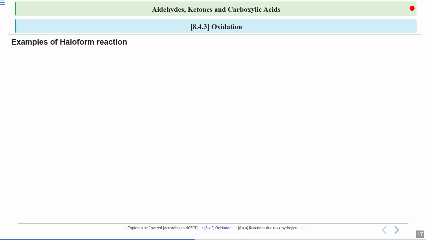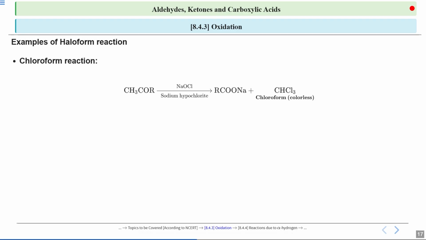Now we will see the examples of the haloform reaction. First, we will see the chloroform reaction. It is a specific type of haloform reaction. In this reaction, a methyl ketone reacts with sodium hypochlorite, which is NaOCl, to produce a carboxylate salt and chloroform, which is a colorless compound. So, look at the reaction. This is a methyl ketone, which is CH3, C double bond O, R. It reacts with sodium hypochlorite, which is NaOCl. It produces a carboxylate salt, which is RCOONa, and chloroform, which is CHCl3. And this is a colorless compound.